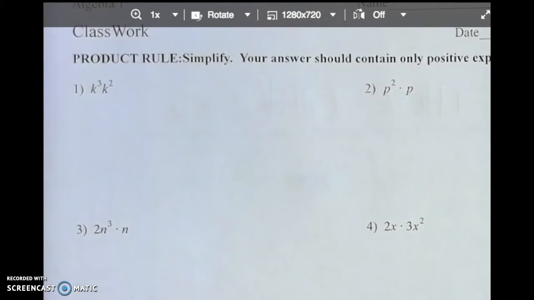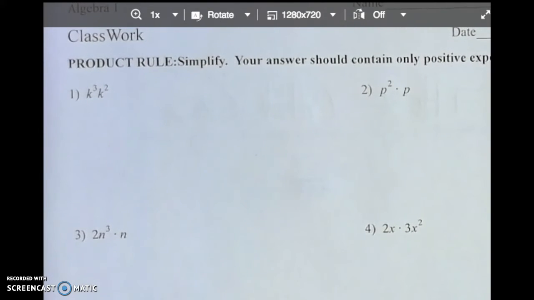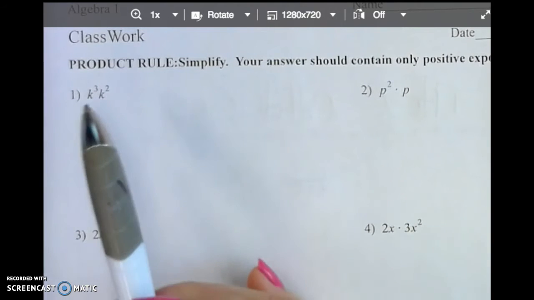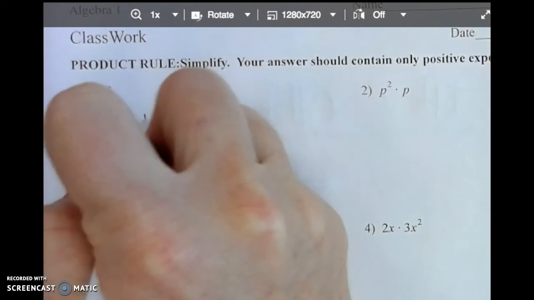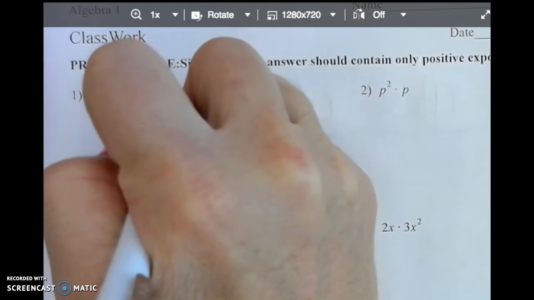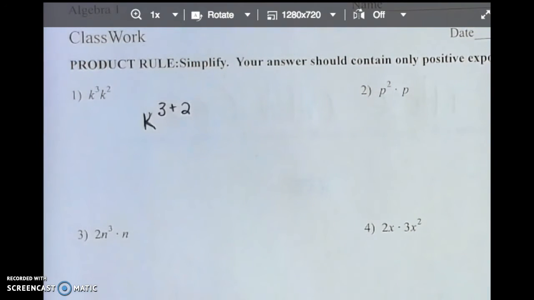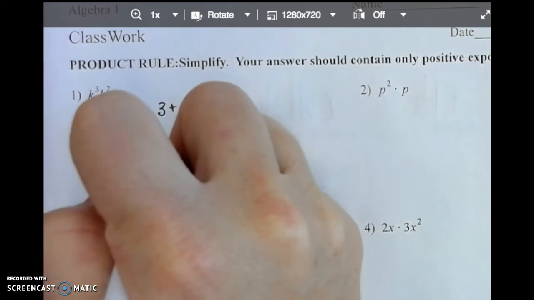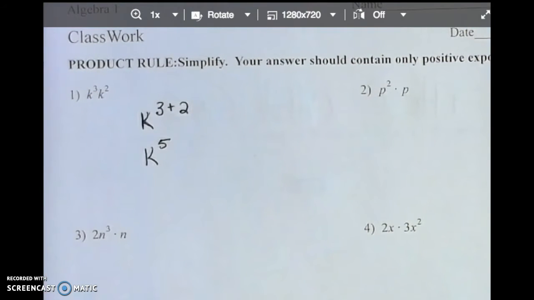Product rule was the first on your graphic organizer. Product rule means if you have like bases, you keep the base and you add the exponents. When I look at this problem, all I see is k's, so I'm going to keep the k, keep that base, and I'm going to add together the exponents. 3 plus 2. And then you have to simplify, which gives me k to the 5th.